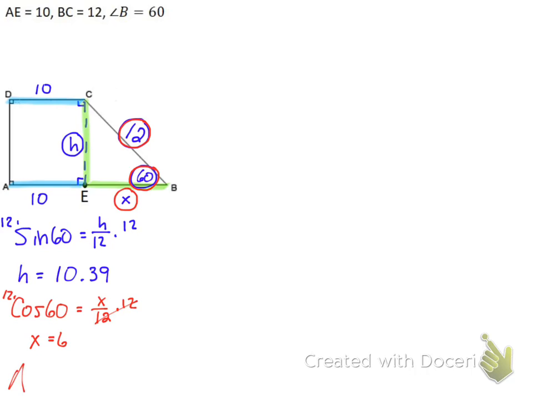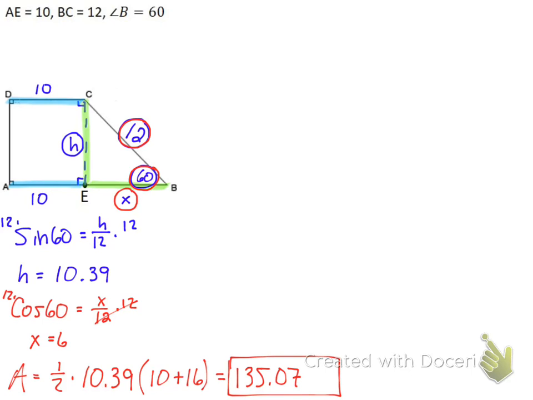So I can go area is equal to 1/2 times 10.39, times the sum of 10 plus 16. When I do that, I get 135.07. Again, that's going to be square units.